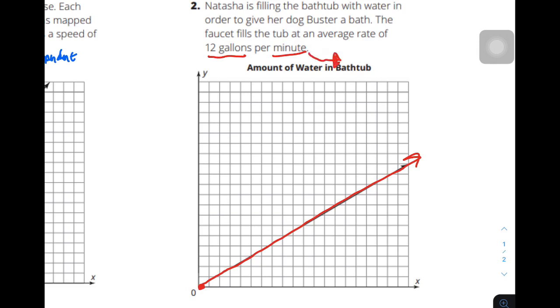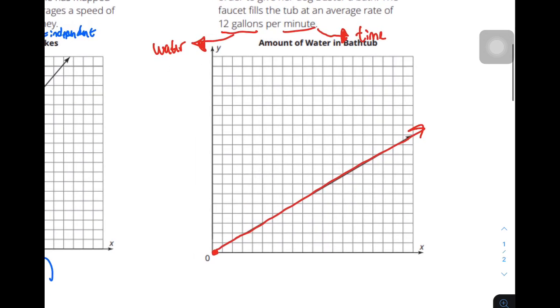What are the two quantities that we're talking about? Well, minutes, what does that measure? Time. Gallons, what does that measure? In this case, we're talking about water, right? Amount of water. Okay, so remembering that time is almost always independent, we can see that time, and specifically minutes, would go on the x-axis, whereas the amount of water would go on the y-axis, and we are measuring water in gallons. I put gallons in parentheses there.